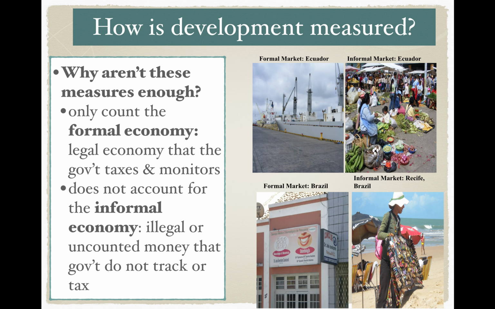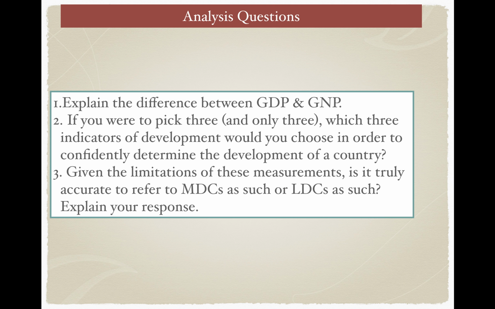So if it's illegal or uncounted money that the government doesn't tax or track, then there can be an enormous part of the economy that's just not accounted for in these measures at all. It's just not known, essentially. So there it is. Those are the basis of development, some of our indicators of development.